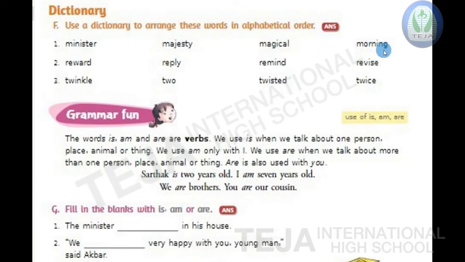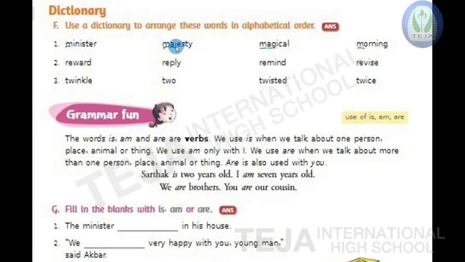Okay. Now, you have to arrange these words in alphabetical order. So here, to arrange them in alphabetical order, you have to see the alphabet. Now here, the first alphabet in all the 4 words is M. Next, we'll see the second alphabet in each word. Here, in the first word, the second alphabet is I. In second word, it's A. In third word, it's A, and in fourth word it's O.